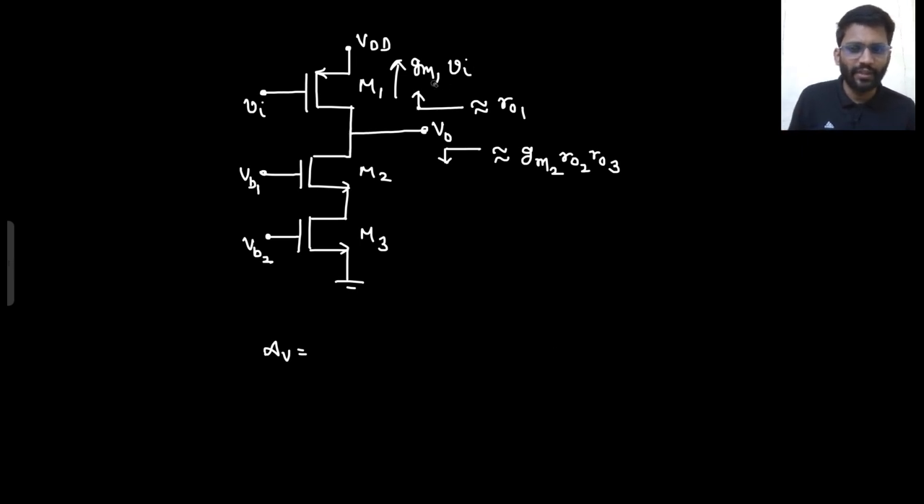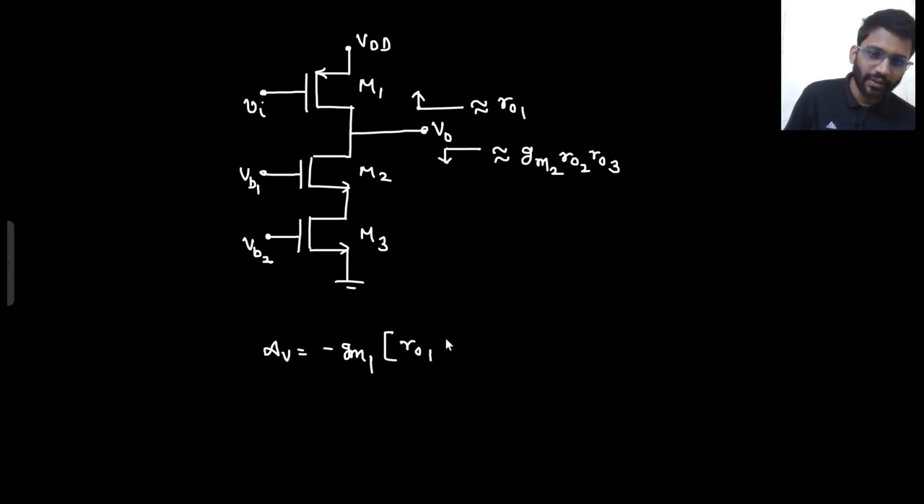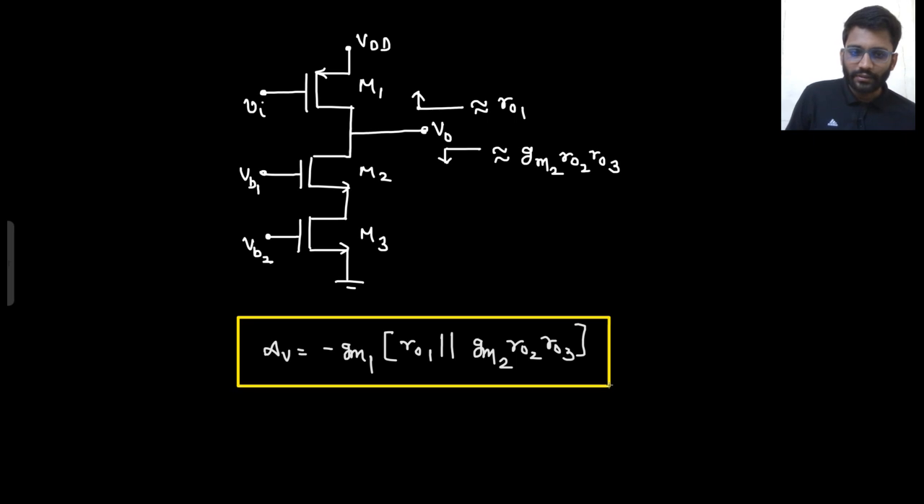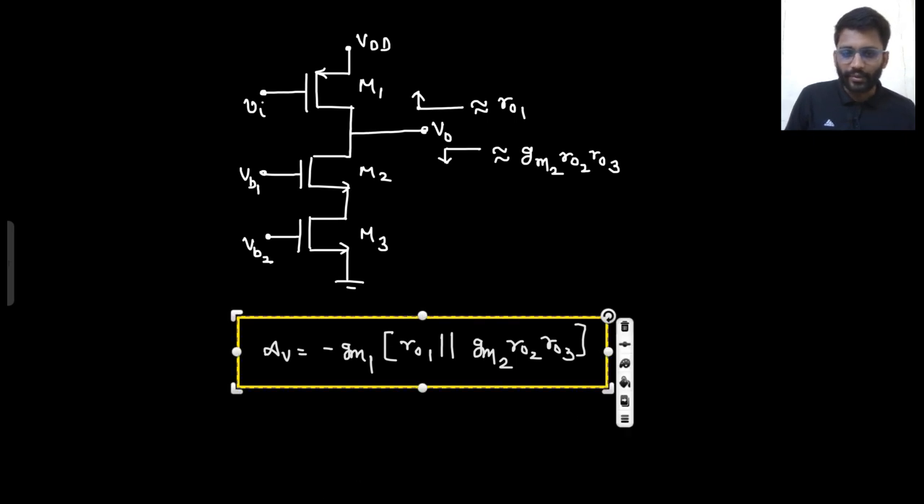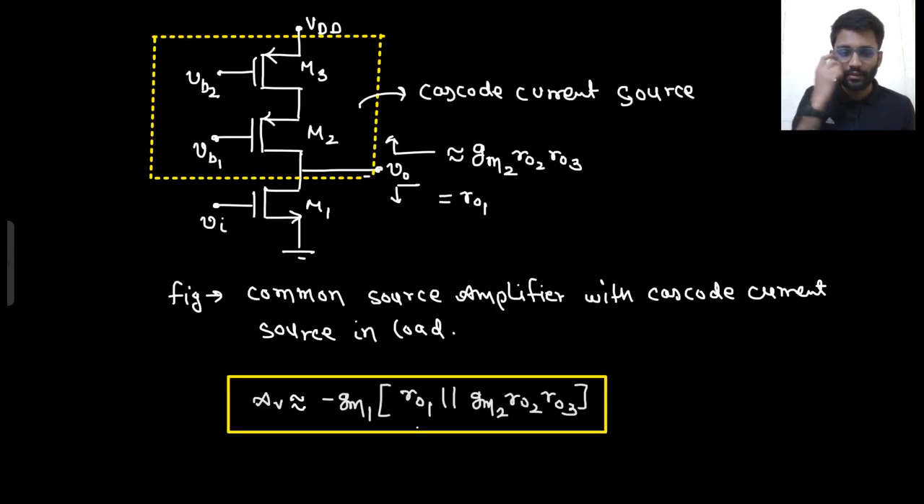This is a common source amplifier. We have already seen all these things. So what will be the gain? The gain would be minus GM1 into this impedance, that is R01 parallel with GM2 R02 R03. Say yes or no. Are you able to understand these points?